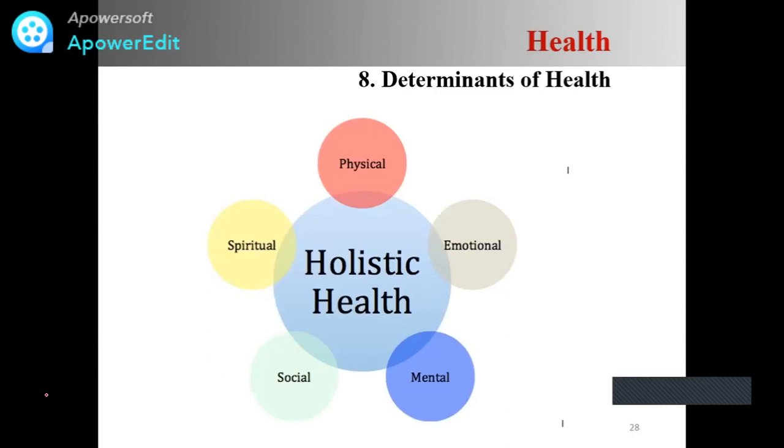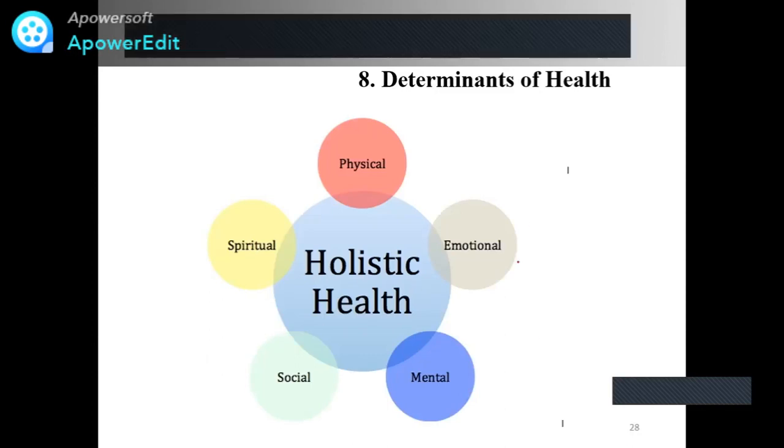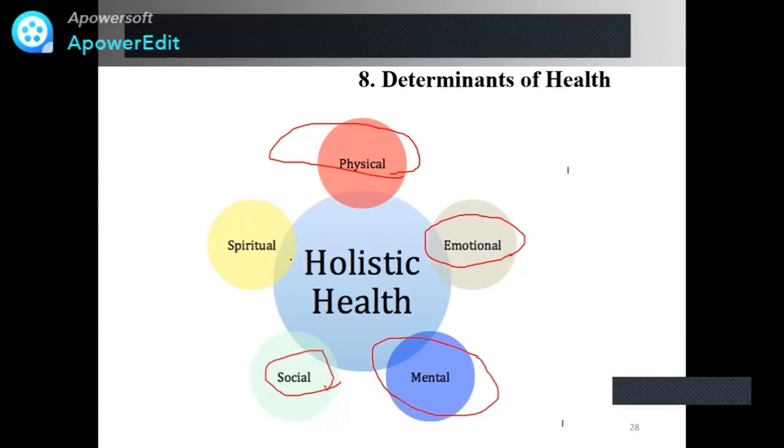This picture emphasizes the holistic view of health. According to this picture, there is physical health, emotional health and mental health, then social health and spiritual health. Basically, when we talk about health, we usually emphasize only two things: physical health and mental health, body and mind.